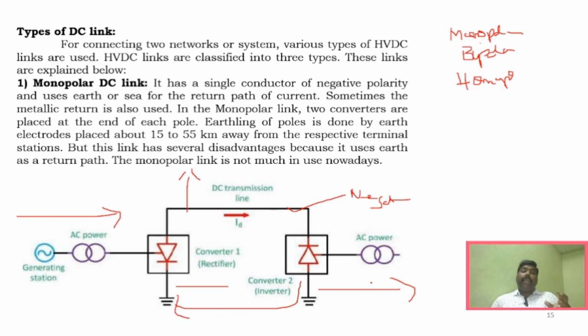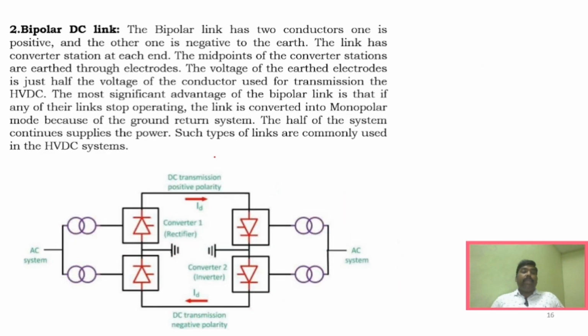And what are bipolar DC links? In bipolar DC links, you will understand here, it is called bipolar because we use two conductors. You can see here, one conductor here and one conductor here, right? And as usual, you will have two converters. One is the rectifier, another one is the inverter. You know what the rectifier will do? The rectifier will convert from AC to DC, and the inverter will convert from DC to AC. The operation is the same: AC transmission and then DC transmission and again AC, right?